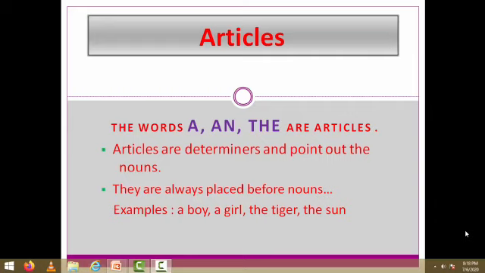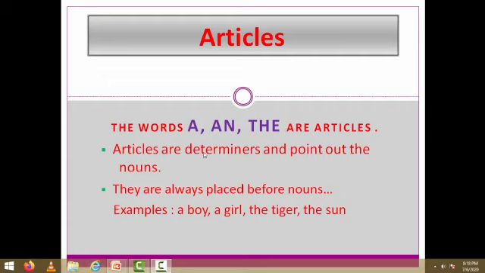In this class, we are going to learn articles. It is very important in English grammar. So let us get into this topic, okay? The words a, an, and the are articles.